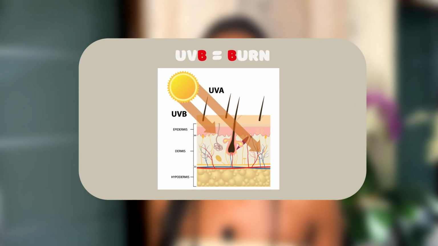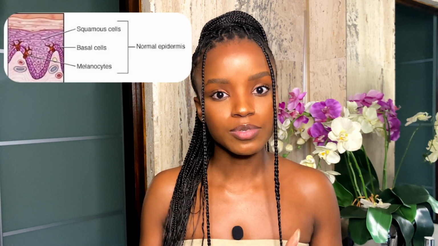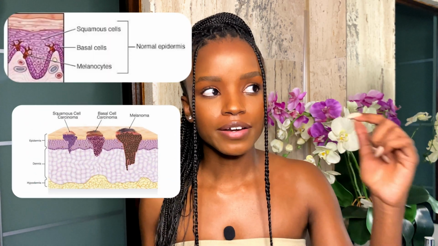Secondly, with UVB, think burn, because that's literally what it does. It burns our skin. It is a shorter wavelength, so it only penetrates the superficial layer of our skin, so the epidermal layer, and this is the wavelength that basically causes cancer. And if you look at the epidermal layer and the different names of the layers, you will notice different types of skin cancers we get are named literally after each of these layers.